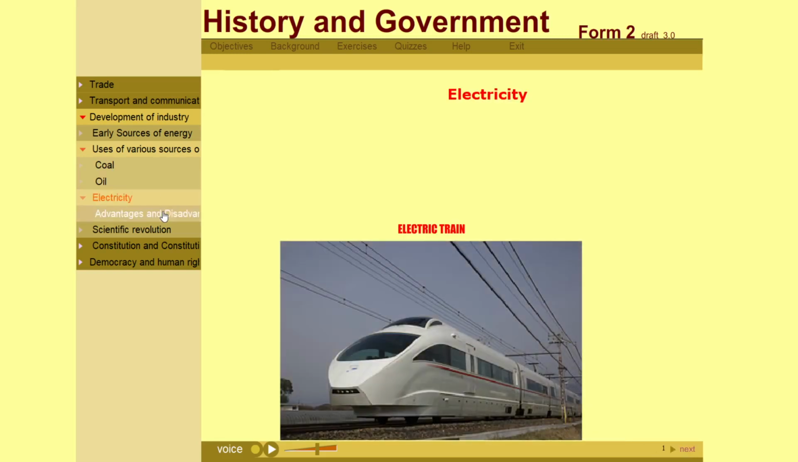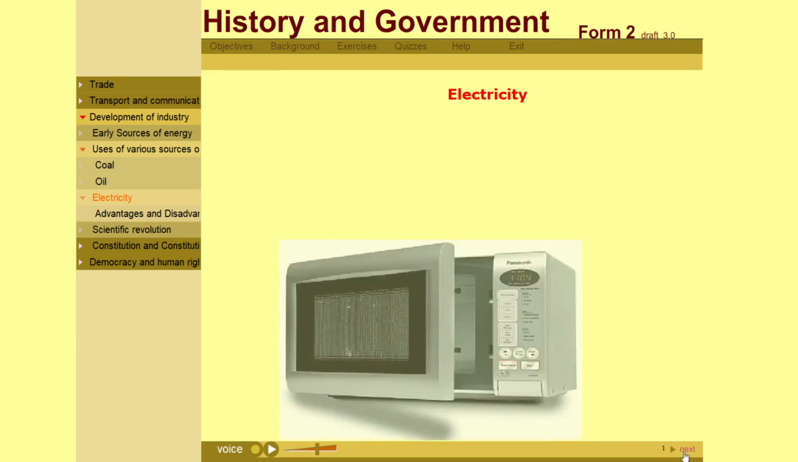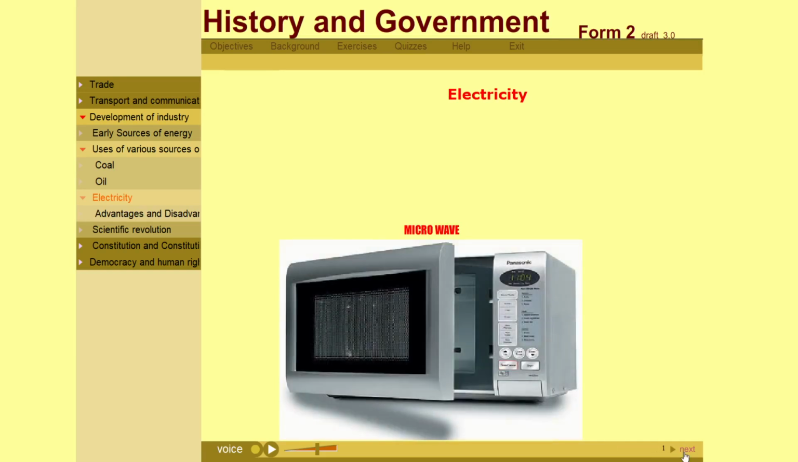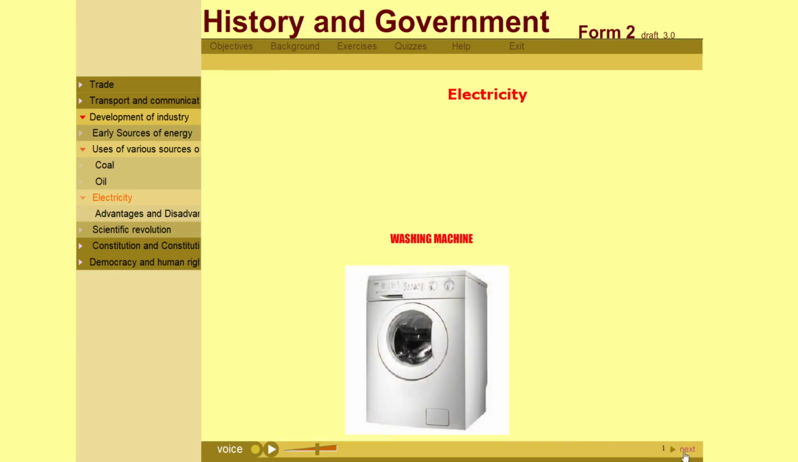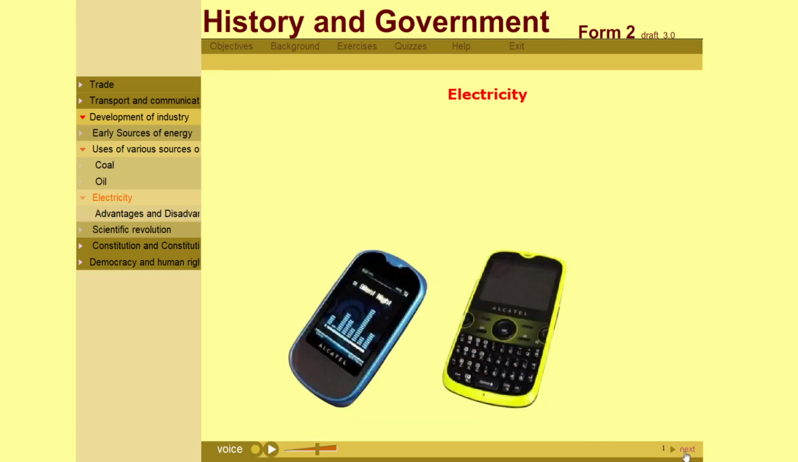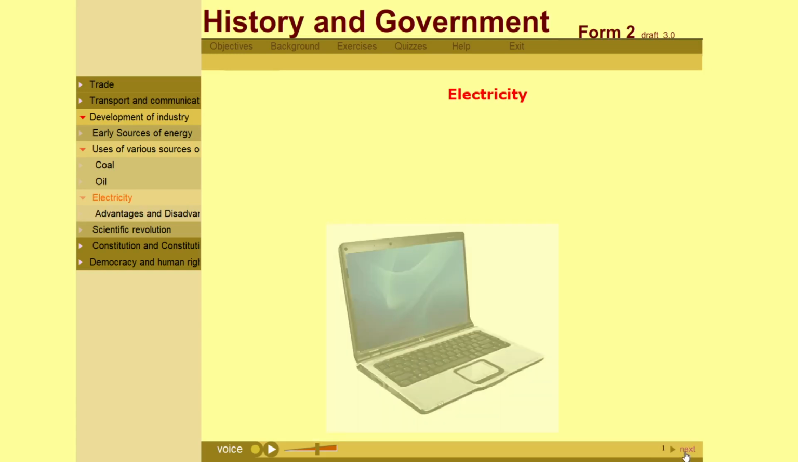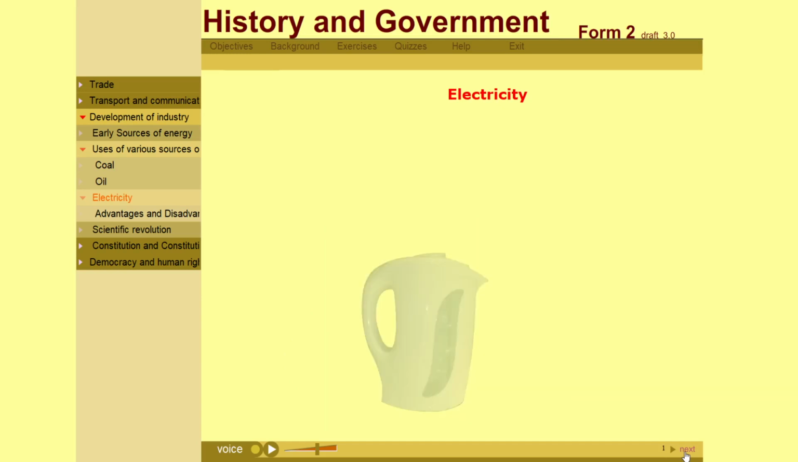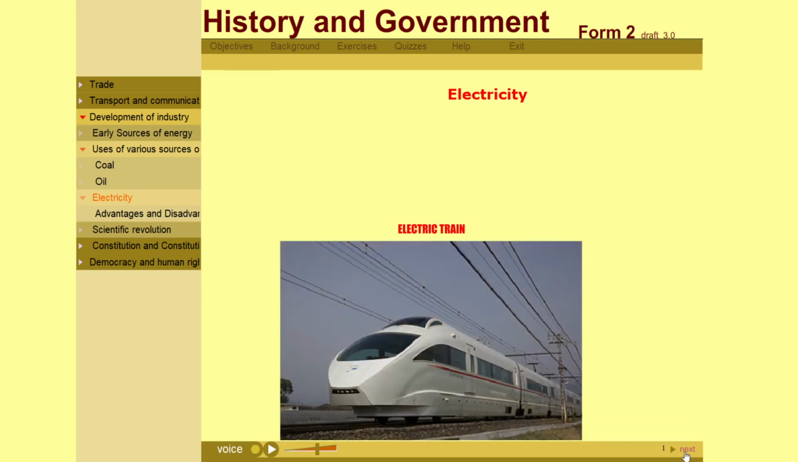Electricity is power produced by electric dynamo. Initially, the dynamo used water, coal, oil, and steam to produce electricity. Today, electricity as a source of energy can be generated from geothermal, nuclear, and solar energy.